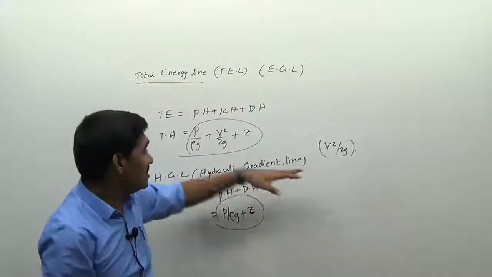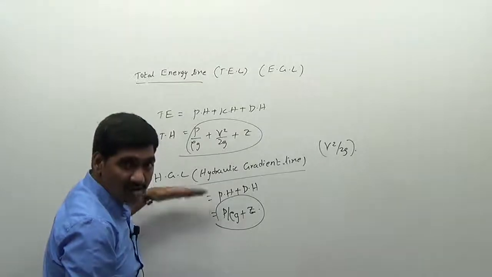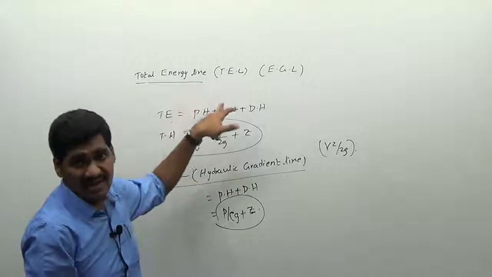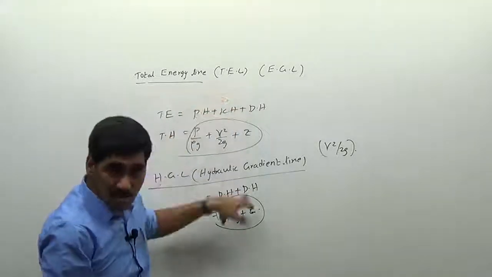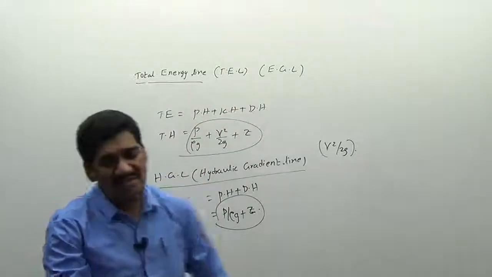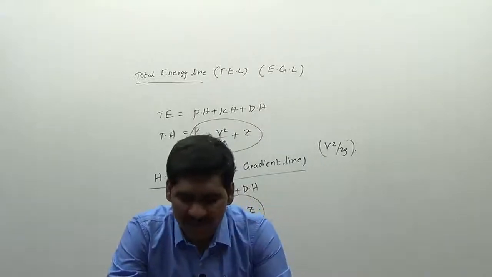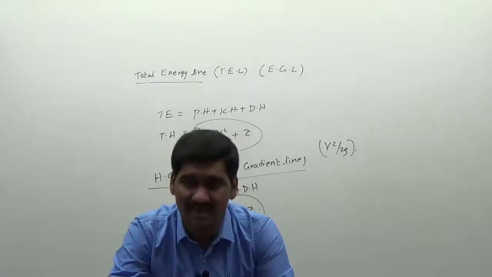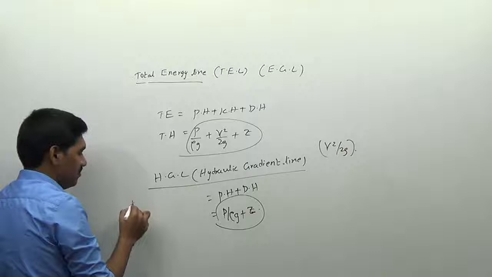Okay. And one more thing is, the hydraulic gradient line will always lie below the total energy line, or the energy gradient line. This line will always be above this line, or this line will always be below this line here. Okay. Now I have some points to discuss with you. The sum of the potential head and the pressure head at any point is called the piezometric head.